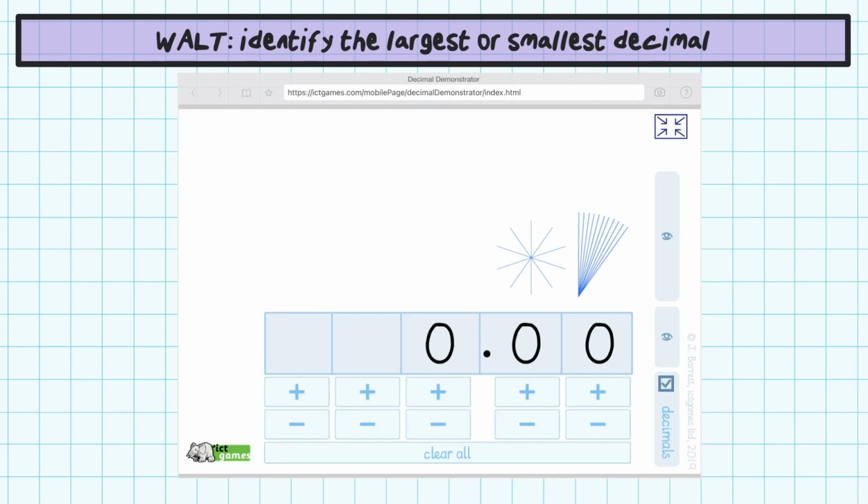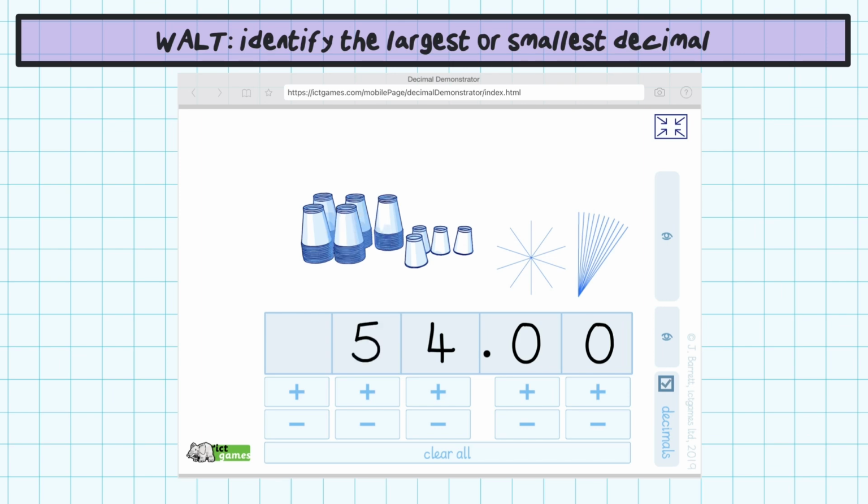Now first of all, let's just check that we are all on the same page with how decimals actually work. Basically, the biggest number, no matter which number we are talking about, is always on the left. Over here we have 4 whole cups. Stacks of 10 would be a lot bigger than just 4 cups, wouldn't it? So now we've got 54 cups. And then getting even bigger than that, we've got stacks of 100. So we'd have 354 cups here.